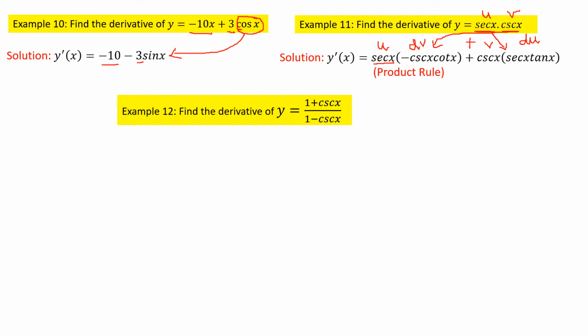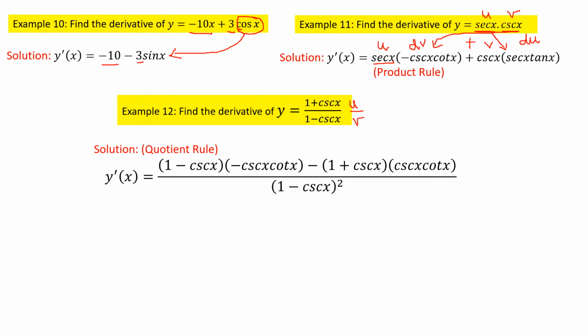Another question, find the derivative of y is equal to 1 plus cosecant x upon 1 minus cosecant x. So it is easy to know that we have to apply the quotient rule for this problem because we have a function up and we have a function in the down. So what is the quotient rule? v du minus u dv, all divided by v power 2.